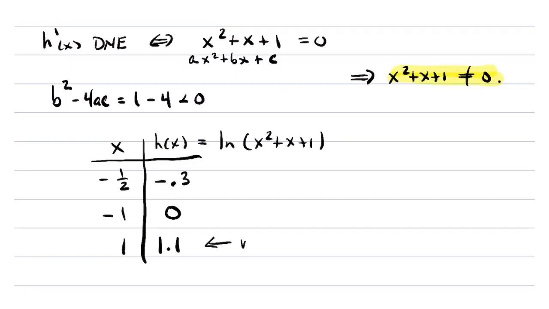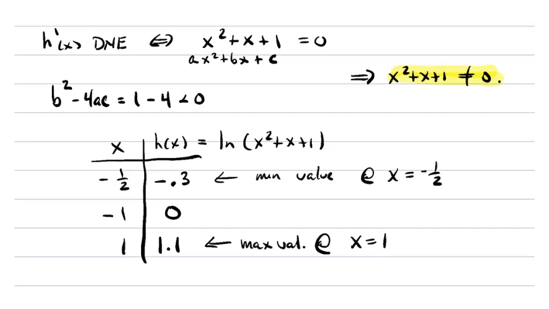So it looks like our max value is happening at x equals 1. Where's our min value? It's happening at x equals minus 1/2.